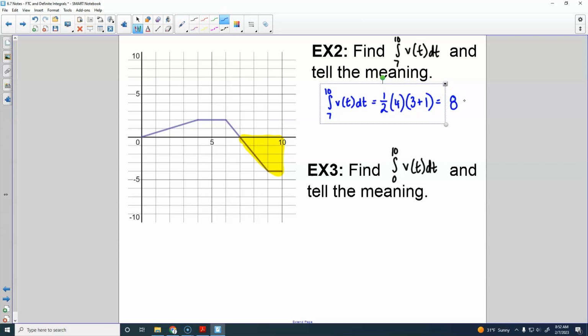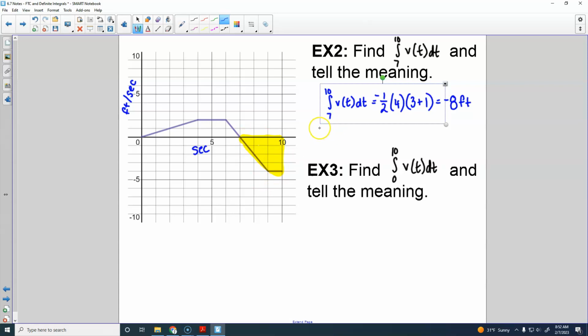But it's not just going to be 8. What will I get? It's going to be negative because it's below the x-axis. So the area of that region is 8, but because that area is below the x-axis, the value of this integral is negative. Okay? So this is also going to be feet because this is seconds, this is feet per second. And when we find the area, we're doing feet per second times seconds, which will give us feet.